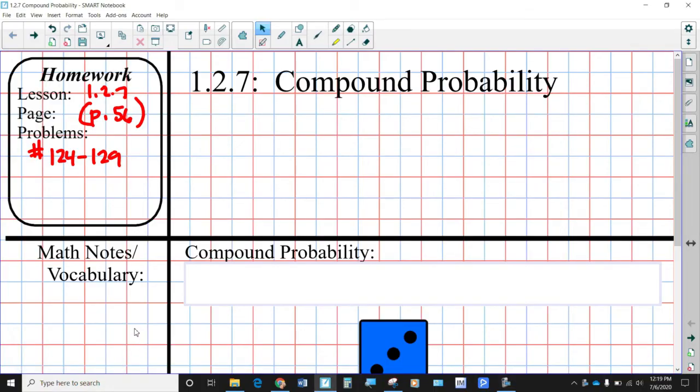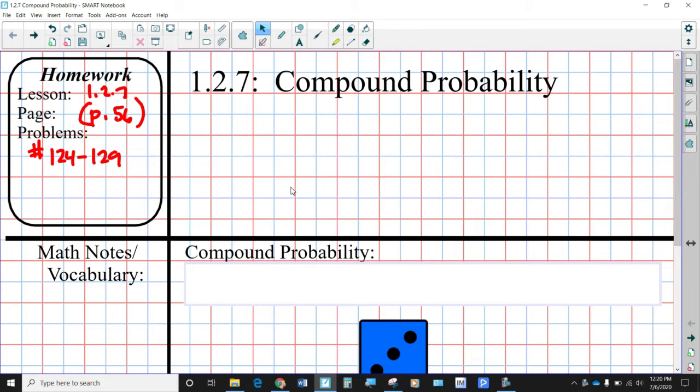Alrighty, to our next lesson. This lesson is going to integrate what we've been learning about adding fractions together and what we know about probability. And we're going to learn a new concept having to do with probability, which is called compound probability.